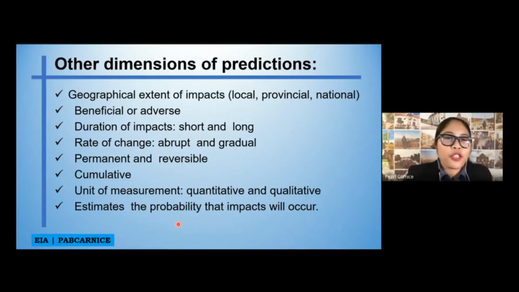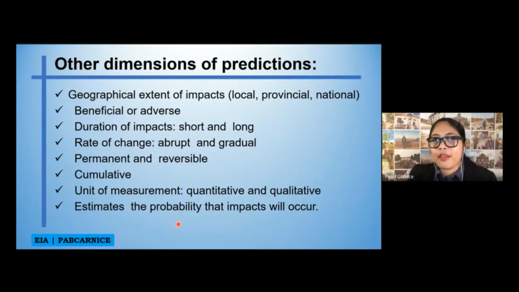Next is, of course, unit of measurement. Quantitative and qualitative. When we say quantitative, we are quantifying. When we say qualitative, it's more about the quality. Like, for example, we will go to the social science aspect of the impact of the project.